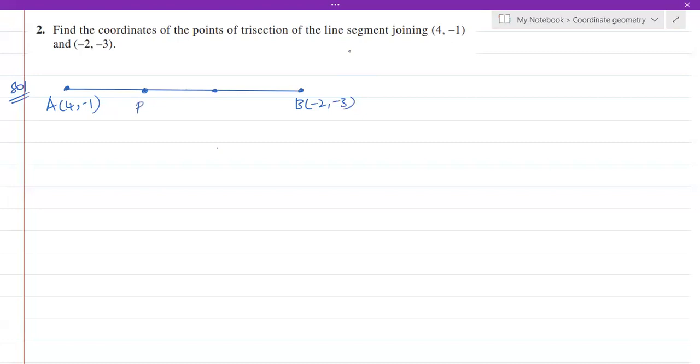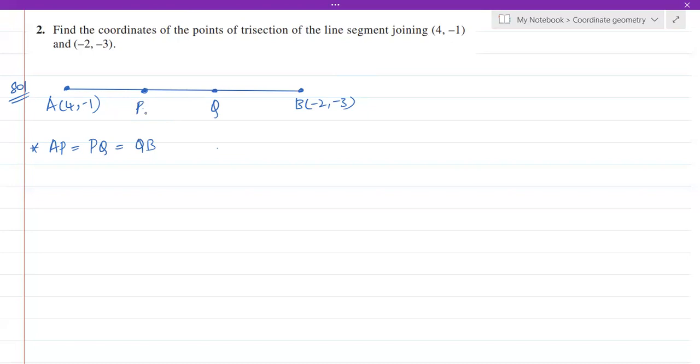So let's take this point as P and let's take this point as Q. So what they have given is that AP is equal to PQ is equal to QB. Remember this, because the line segment is trisected. Trisected in the sense we have got 3 parts which are equal: AP, PQ and QB. All 3 parts are equal.